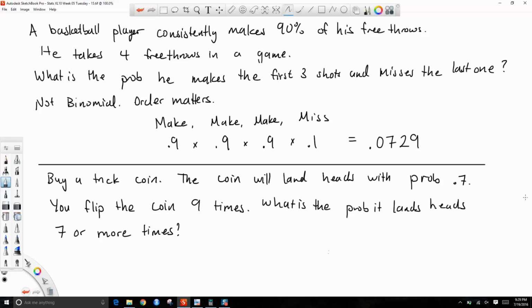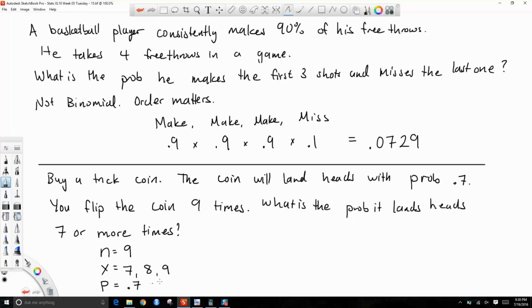So is this a binomial problem? It is, because the order doesn't matter. We just want to get 7 or more heads. Okay, so we're going to try to identify n, x, and p. What is our n? How many trials do we have total? We're going to flip it 9 times, so our n is 9. What is my x? It's going to be 7, 8, and 9, because it says 7 or more times. What's the probability that it lands heads 7 or more times? I've got x equal to 7, 8, and 9. And what's my p?